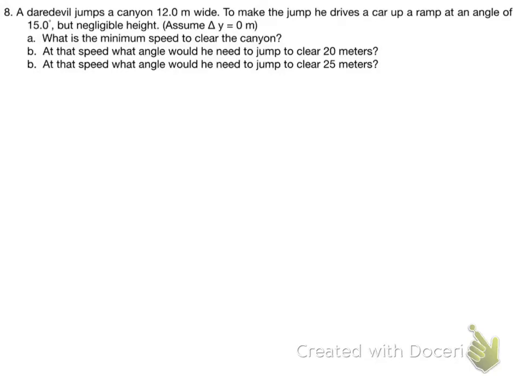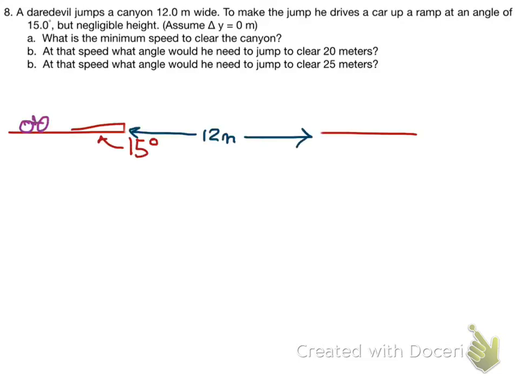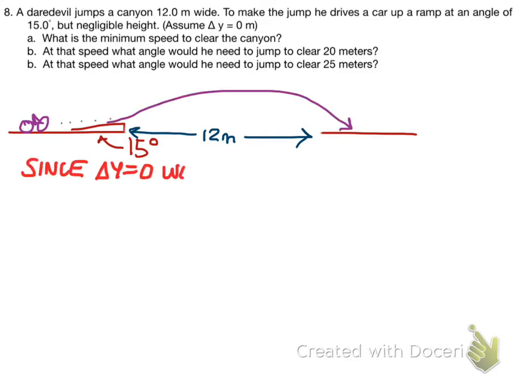All right, so we got a problem with a daredevil jumping a canyon, and we know the angle of the ramp, and we know the length of the canyon. It's 12 meters wide, so we need to find out how fast does this daredevil need to go so that they can clear the canyon. So we've got our canyon, 12 meters. We're going to jump across.